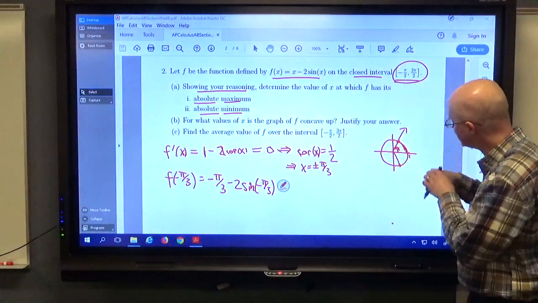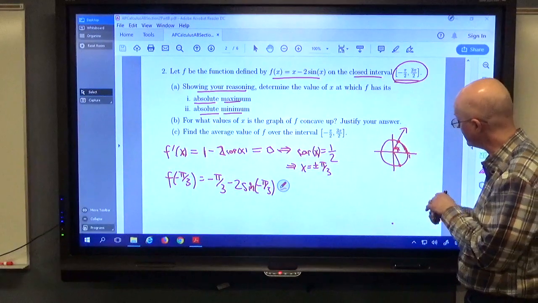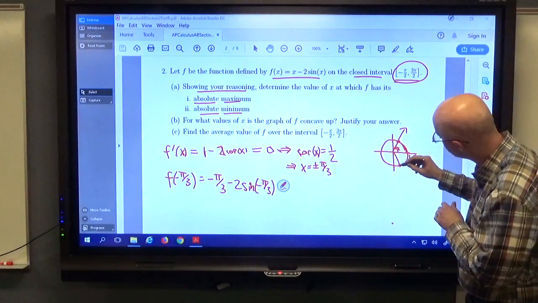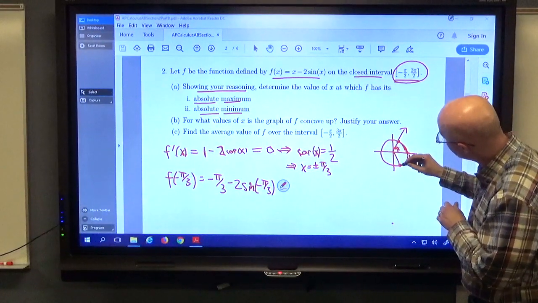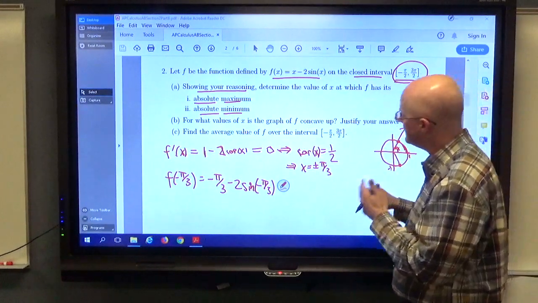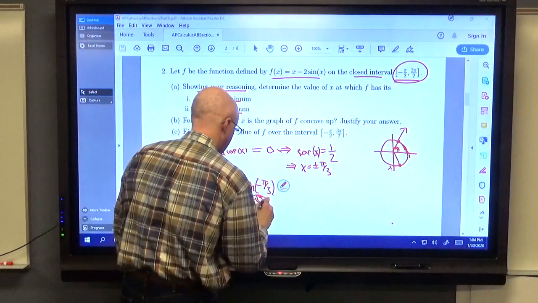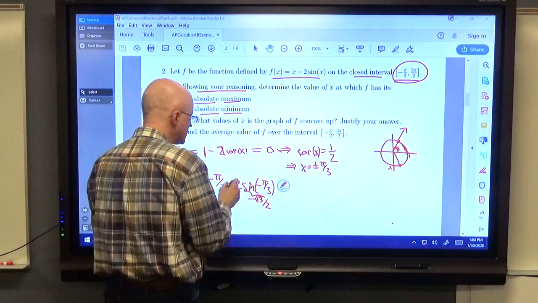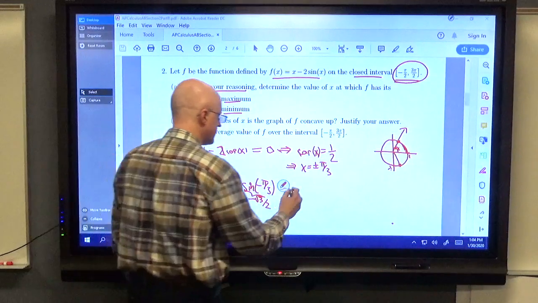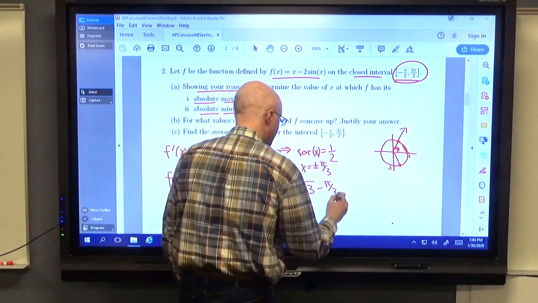Negative pi over 3, the sine of that is going to be square root of 3 over 2. No, negative square root of 3 over 2. The sine is the second coordinate of the stopping point. That point is close to negative 1 at the second coordinate. Negative square root of 3 over 2 is what this is. Times negative 2 will be positive square root of 3. This is going to simplify to positive square root of 3 minus pi over 3.